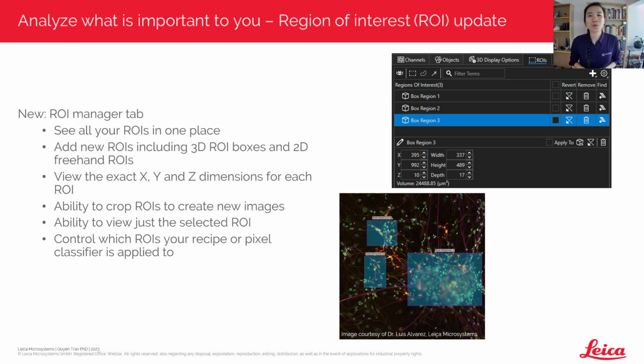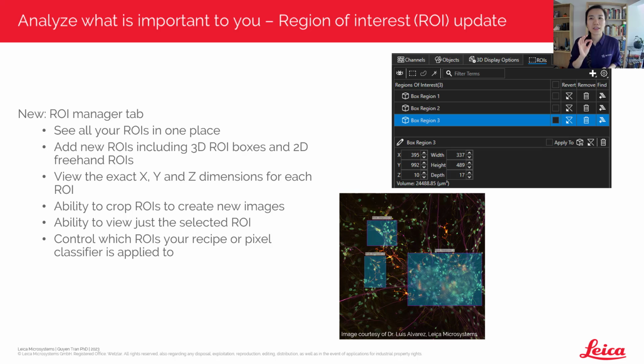Last but not least, we have updated our region of interest tool to help you better analyze what's crucial to you. In Aivia 12, we're introducing a region of interest or ROI manager. This lets you see all of your ROI in one place. You can add more 3D ROI boxes. You can draw a freehand 2D ROI. The manager also gives you the exact XYZ dimension as well as the size of your ROI.